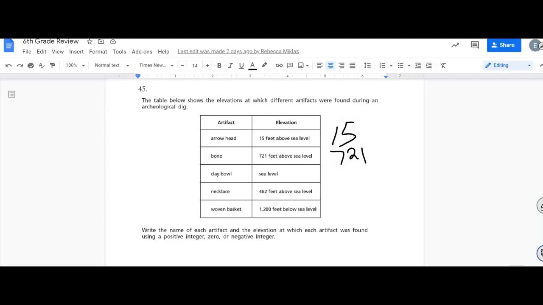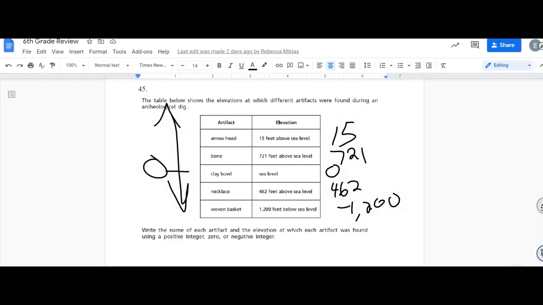All right. The clay bowl at sea level. Clayton. Good. The necklace is what, Aiden? 462. It's above sea level. And the woven basket. Josiah. Negative 1,200. Okay, I'll share with you why I do not like this question. When I picture this question, I see a vertical number line, and I see sea level at 0. Which one is kind of a trick question?